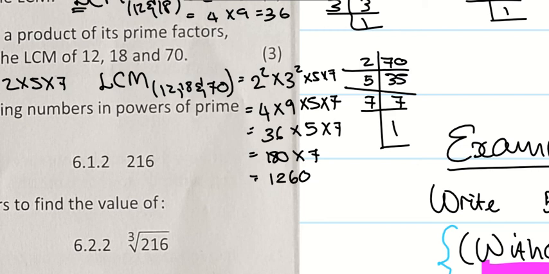$1,260. Alright, so what I did now, I said times 7. How can I quickly times with 7? I can say 1,200. Alright, let me just pause.